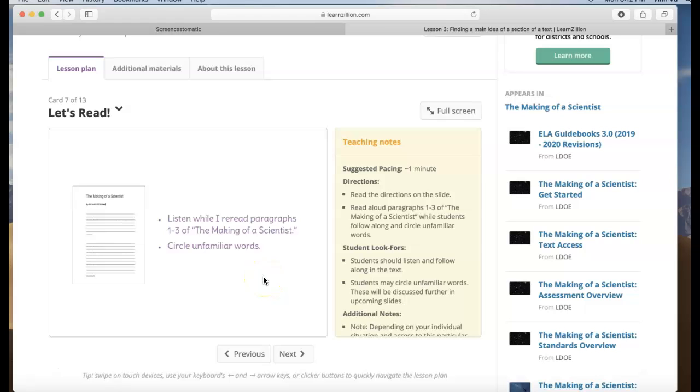Okay, listen while I reread paragraphs 1 to 3 of The Making of a Scientist. Then circle unfamiliar words. Of course, you can't circle the unfamiliar words. What you are going to do is make note of these unfamiliar words on your Google document.